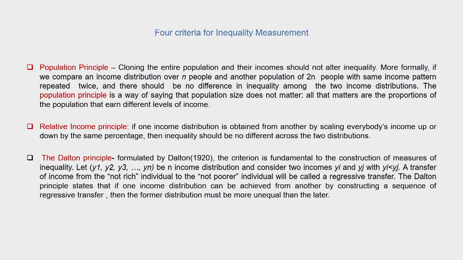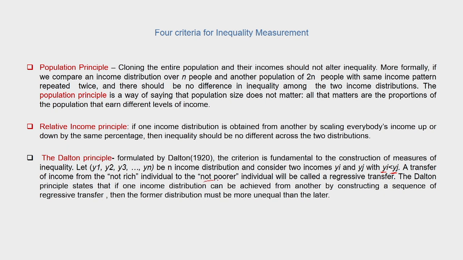So, it says that let there be y1, y2, y3, yn, let these be the income distribution, and let us consider two incomes yi and yj, where yi is less than yj, and let us say that a transfer of income takes place from the not rich individual to the not poorer individual, and then this will be called a regressive transfer. So, here the not rich individual earning income is yi and the not poorer is yj.